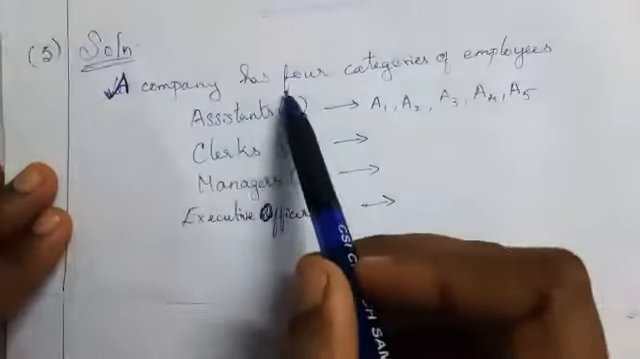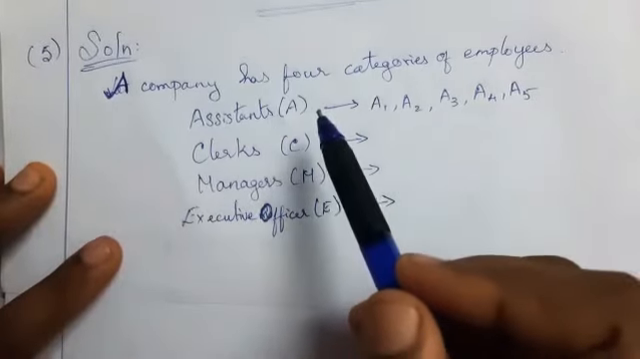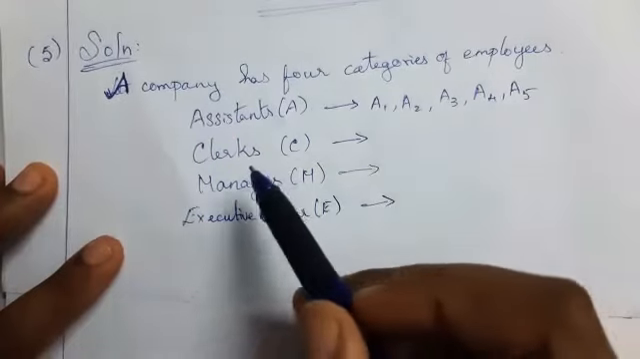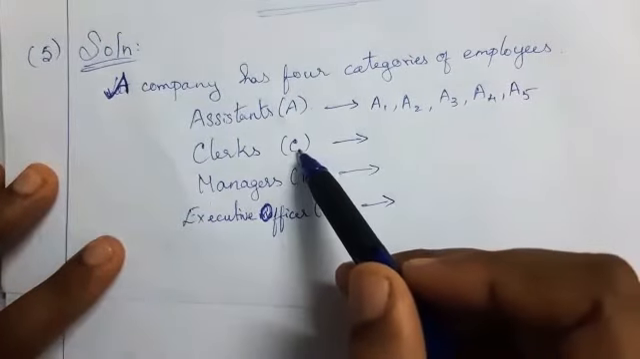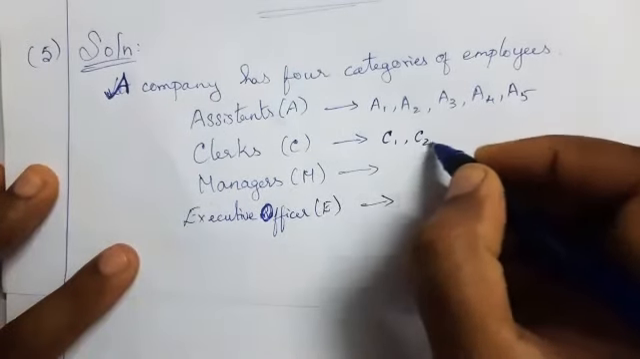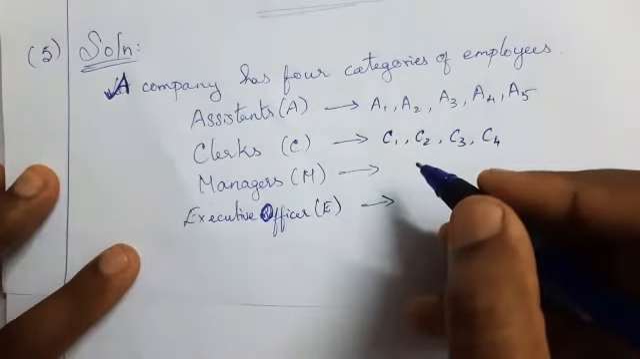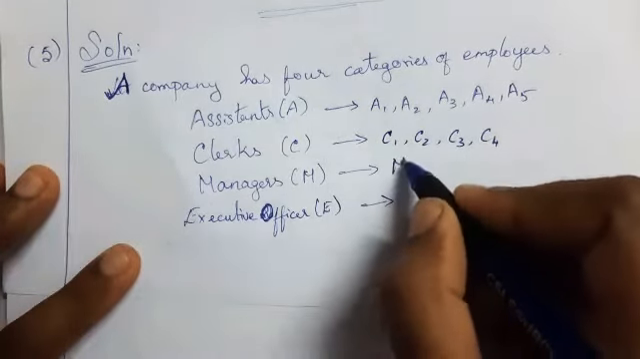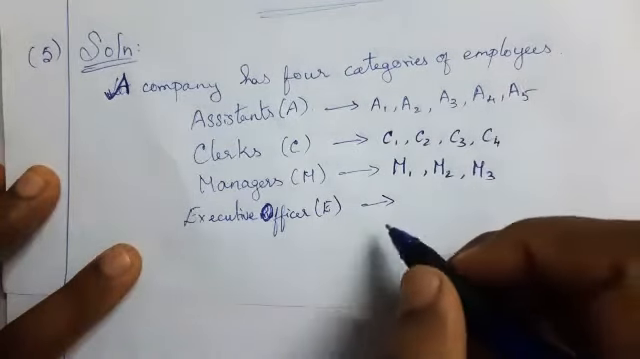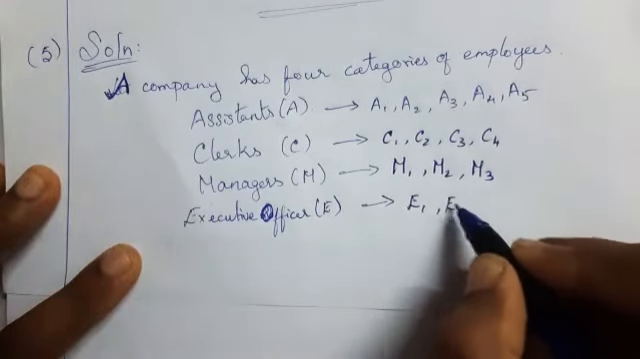Solution. A company has 4 categories of employees. Assistants denoted by capital A, 5 assistants, therefore A1, A2, A3, A4, A5. Clerks denoted by capital C, 4 clerks, therefore C1, C2, C3, C4. Managers 3, M1, M2, M3. Executive officers 2, E1 and E2.